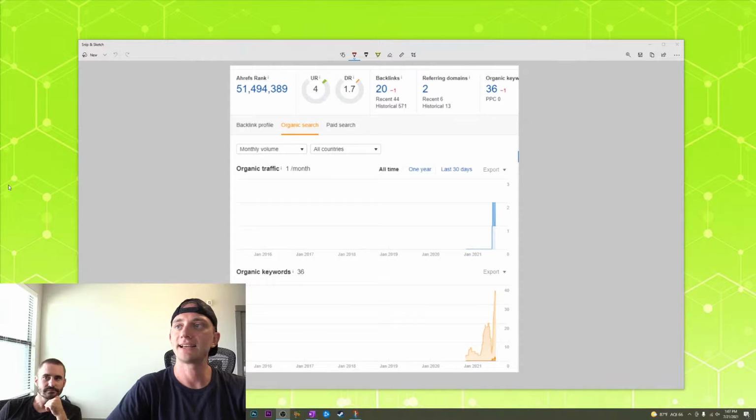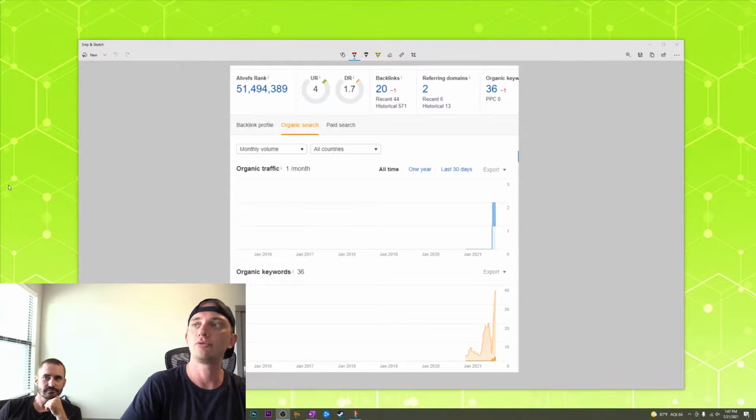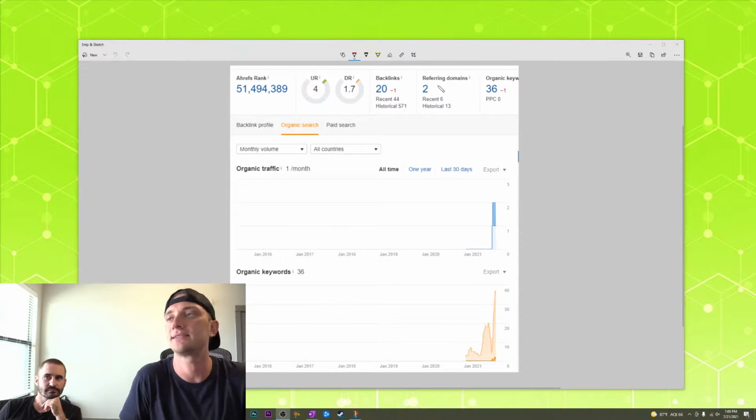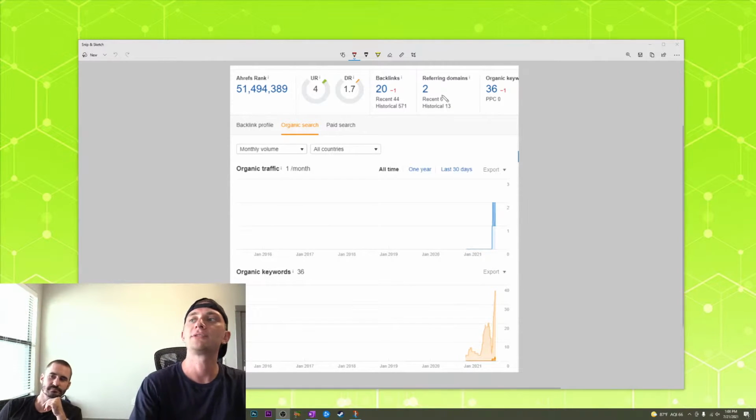As you can see, it's got a very low DR of about 1.7, which makes sense. We're looking at Ahrefs, by the way. It makes sense given that it only has 2 referring domains, 13 historical referring domains, but only 2 really live right now, at least that Ahrefs is saying are important. It's only got about 36 organic keywords. So this DR of 1.7 makes sense given that it's basically got 2 links.